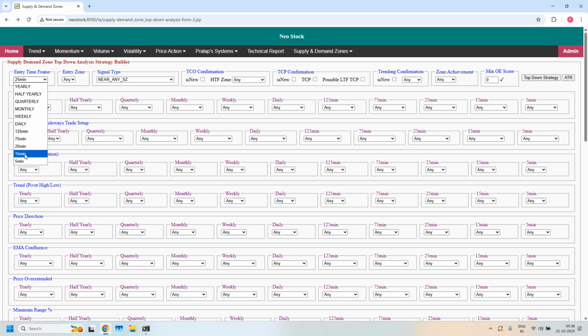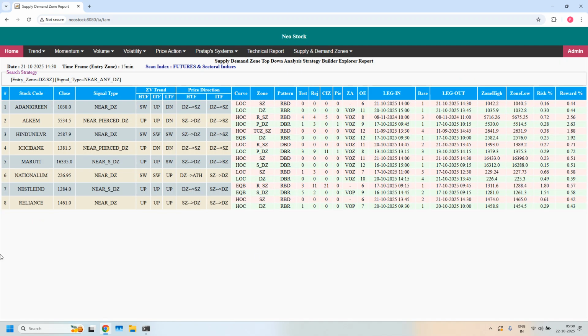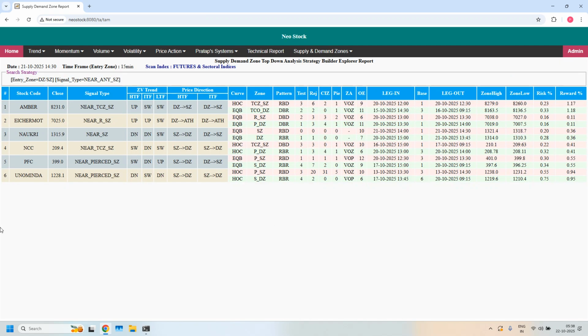Next time frame is 15 minutes. Stocks near 15 minutes demand zone. We got 8 stocks. Next, stocks near 15 minute supply zone. We got 6 stocks.